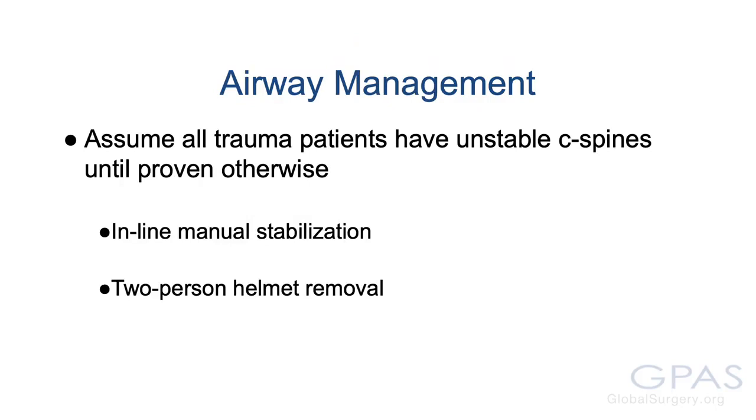One of the fundamental principles in airway trauma management is to assume that every patient who has been in an upper body traumatic incident may have a C-spine injury. We therefore must immobilize the C-spine, and we do this by performing manual inline stabilization, which will be demonstrated later.